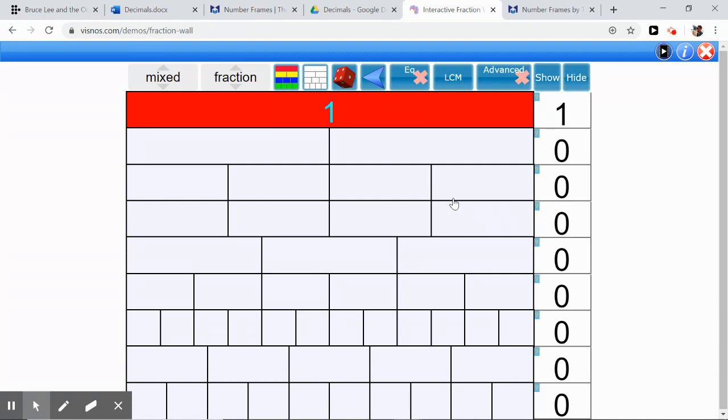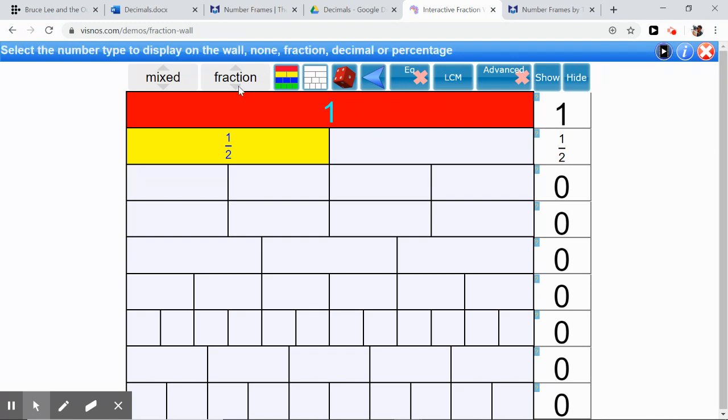So we've got a fraction wall here. And across, I've got one whole one. So you can see the total is here. So if I press this, what fraction do you think will show here? Let's see. 1/2.